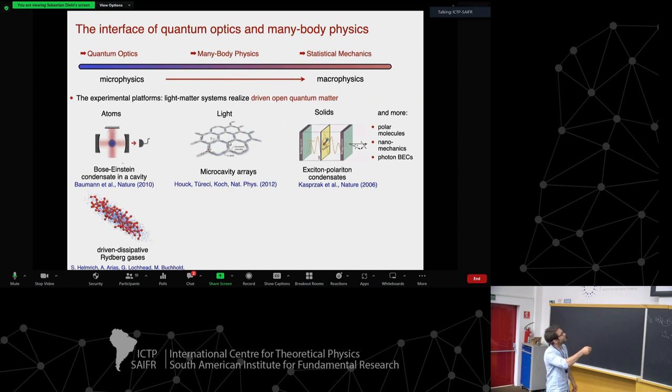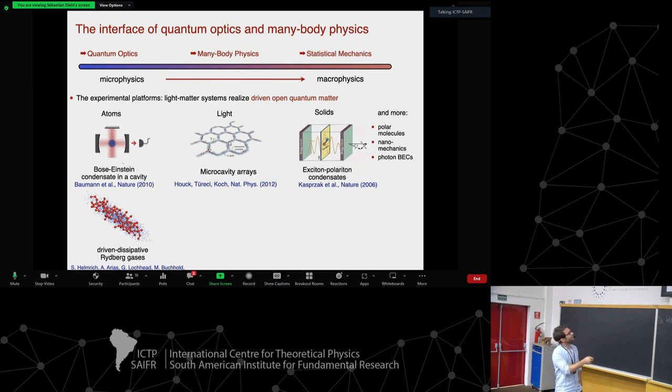Let me tell you now, where are typical instances of such systems? What are the experimental platforms that even allow us to do such a transition? The rule of thumb is whenever you couple light and matter pretty strongly to each other, then you get driven open quantum systems, because if you want to have a finite many-body excitation density in the system, you need to replenish the decaying system, which is due to the light component, all the time. And then you get a flux equilibrium state that is characteristic of a light-matter system.